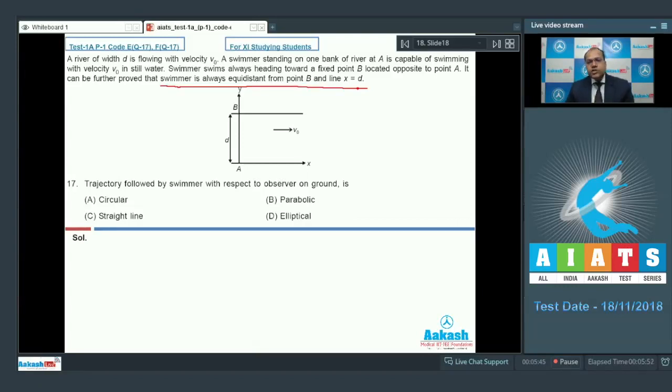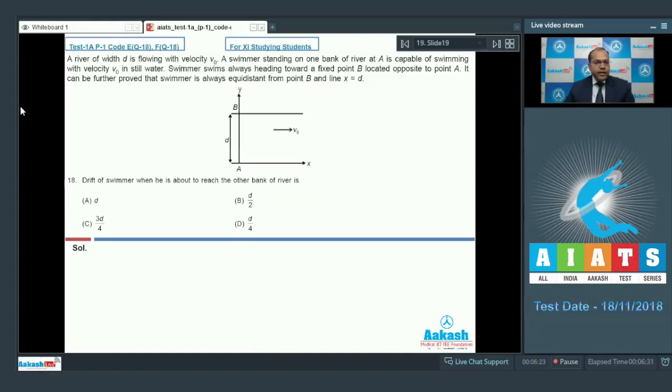So this is the condition of a parabola, in which a point lying on the parabola has an equal distance from the focus and the directrix. So the correct answer for question number 17, that is the trajectory followed by the swimmer with respect to an observer on the ground, is parabolic. So option B is the correct answer.